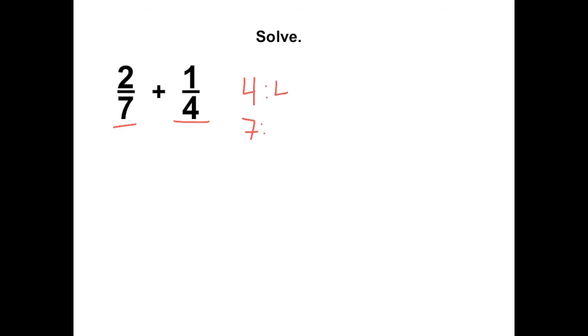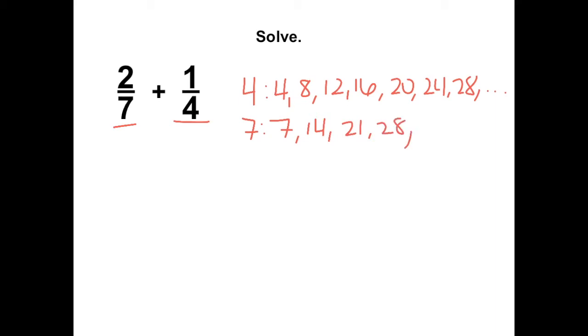Multiples of 4 are 4, 8, 12, 16, 20, 24, 28, and so on. Multiples of 7 are 7, 14, 21, 28, and so on. I noticed that they have a least common multiple of 28, so we can change both denominators to 28.